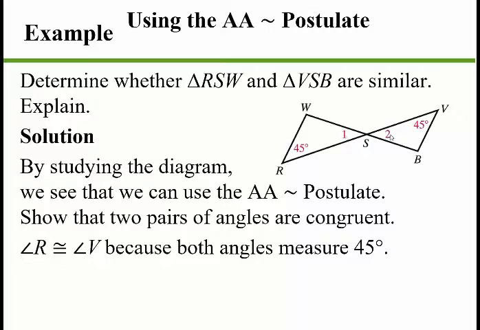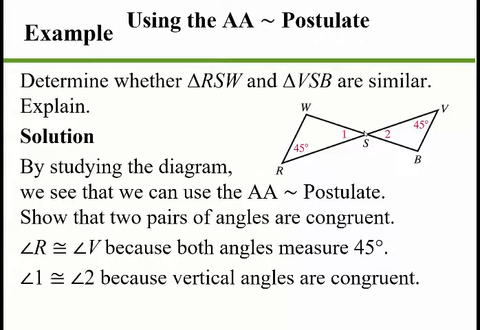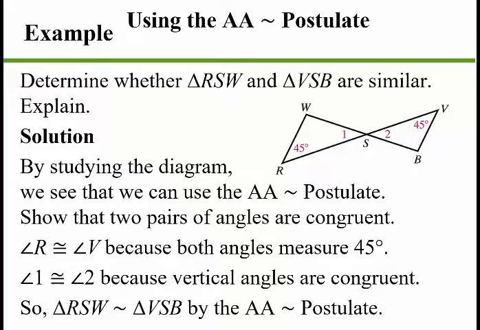But then what we want to do is talk about angles 1 and 2. Well, it looks like they're vertical angles. So angle 1 is congruent to angle 2 because vertical angles are congruent. And so we can say that triangle RSW is similar to triangle VSB by the angle-angle postulate.